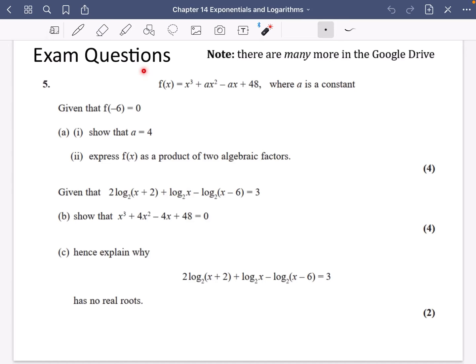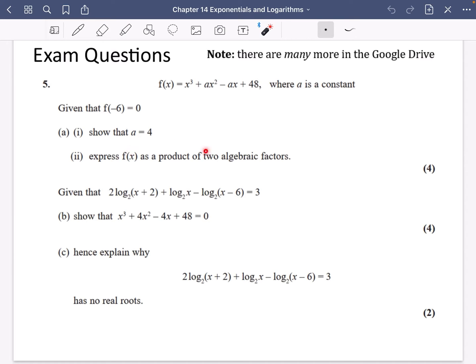Okay, so we're just going to have a look at a couple of exam questions. And I've said note here that there are many more of these types of exam questions in the Google Drive. So if you go to the About section on my channel homepage, you'll see a link to a Bison Maths Google Drive where you can see all of these exam questions, as well as all the booklets that go with these videos. So here it says, question 5.